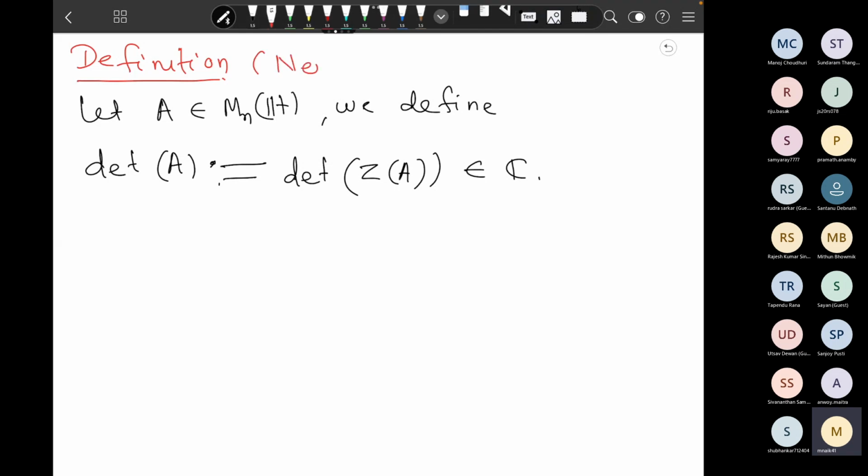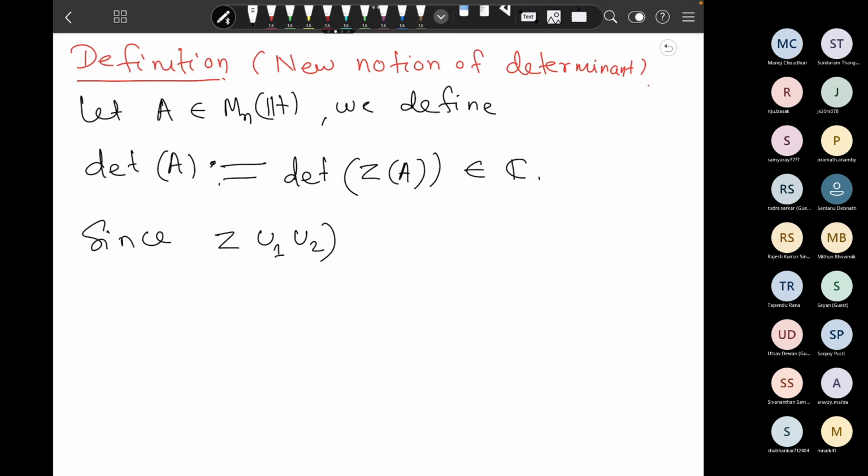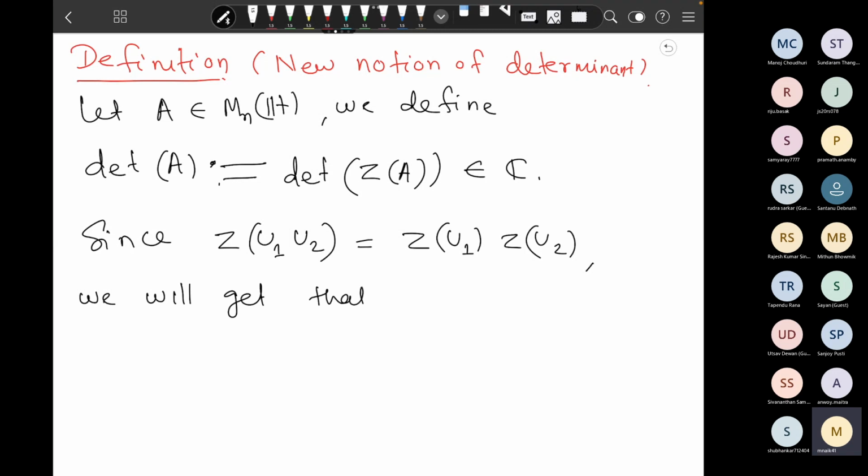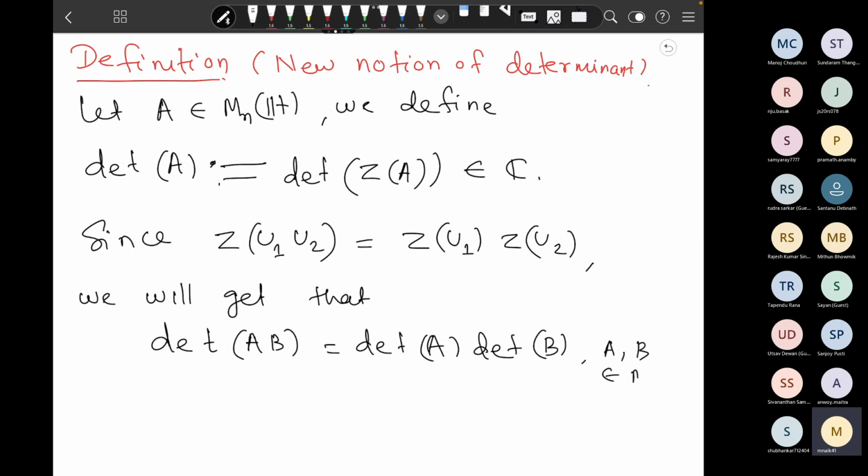So let us write this new notion of determinant. Since Z of U1 U2 is equal to Z of U1 into Z of U2, because of this property we will get that the determinant of AB is equal to the determinant of A into the determinant of B, where A, B belong to MNH.